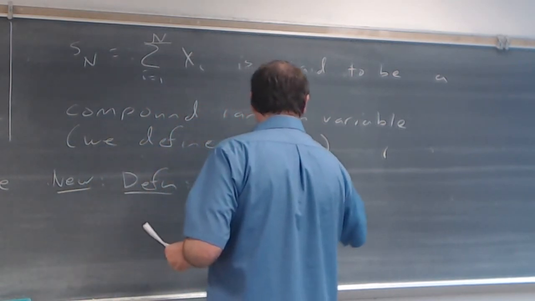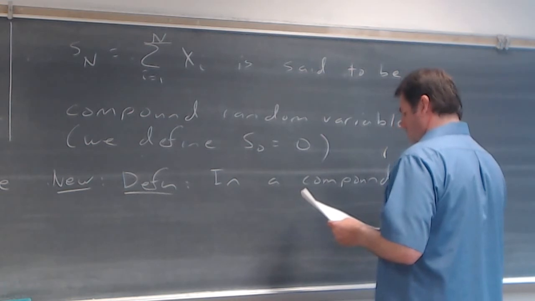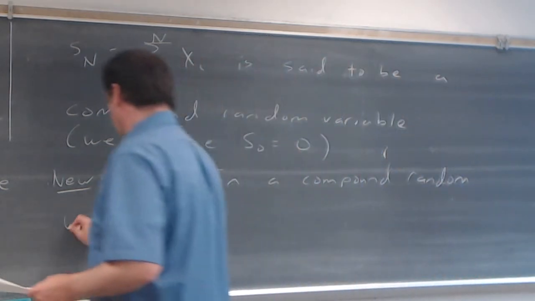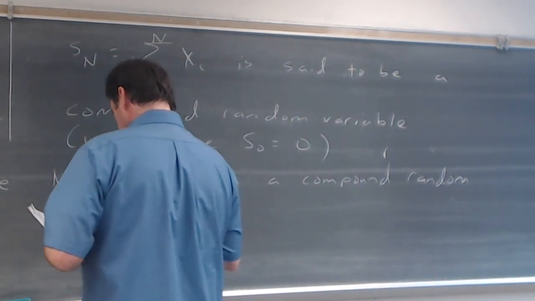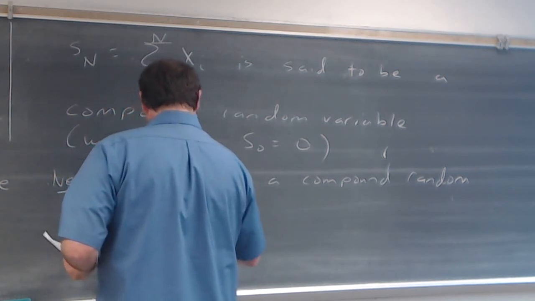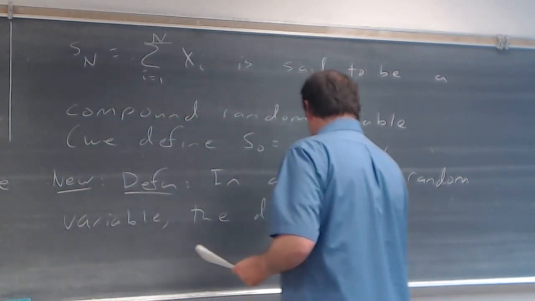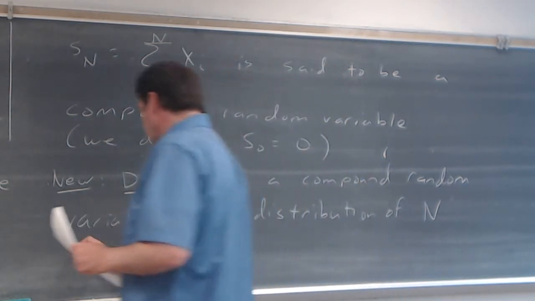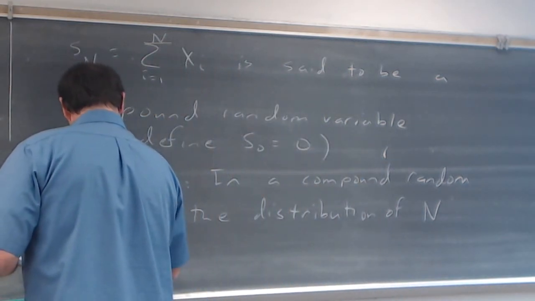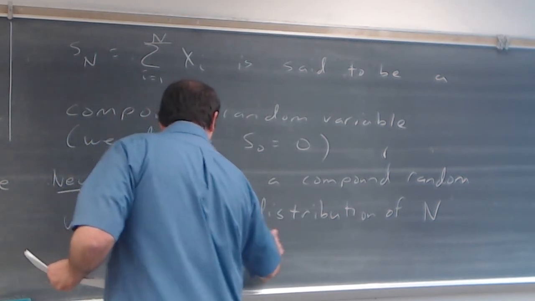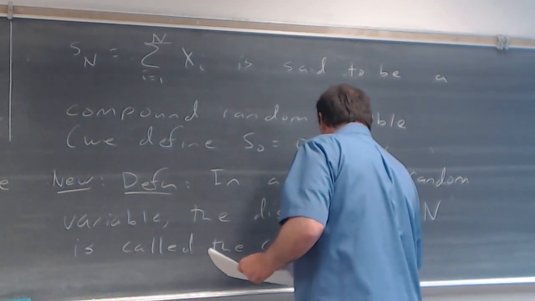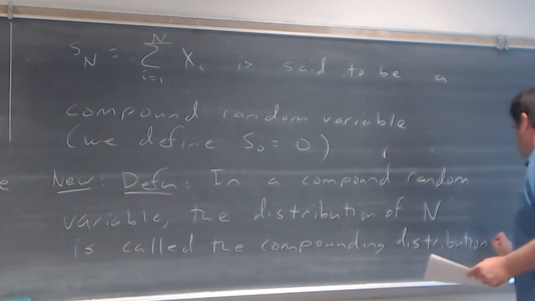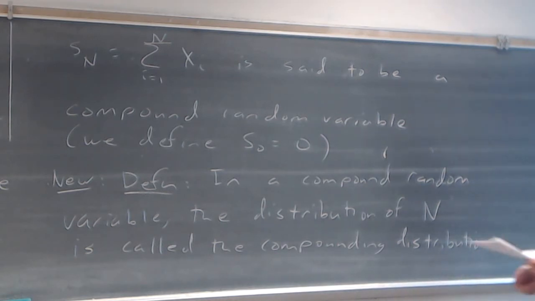in a compound random variable, the distribution of n is called the compounding distribution. Okay? It's called the compounding distribution.